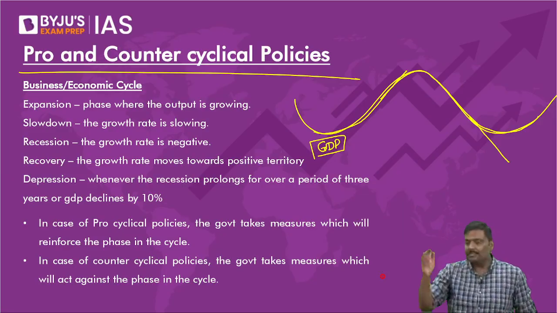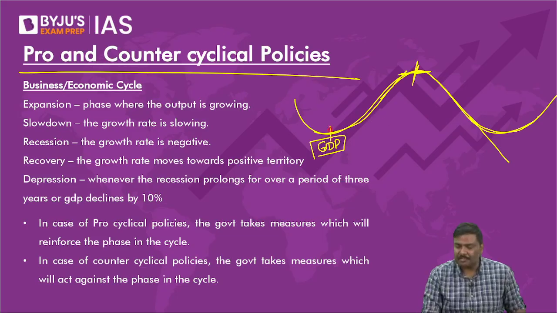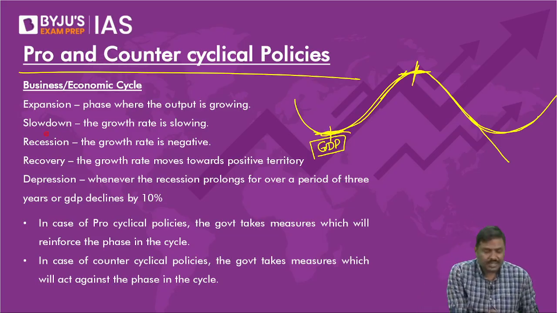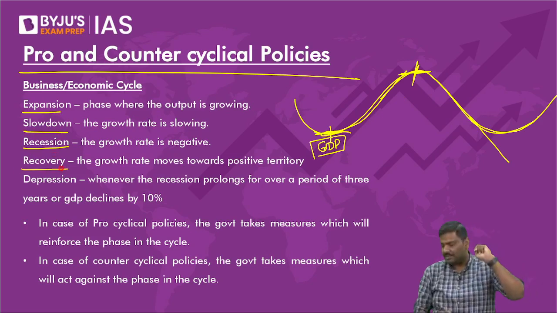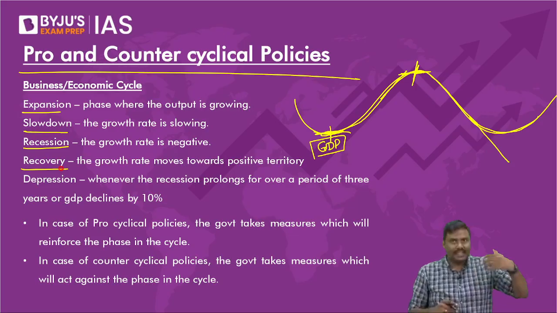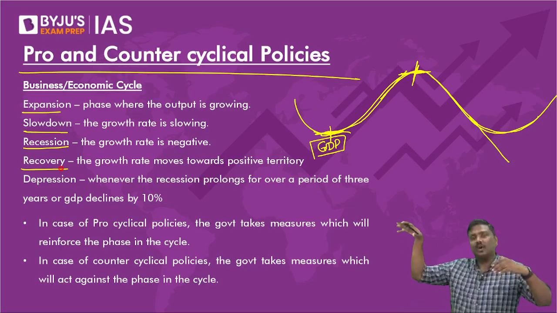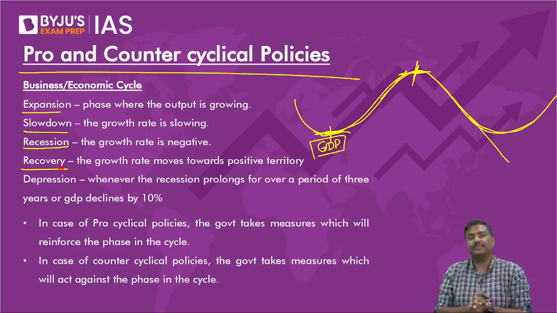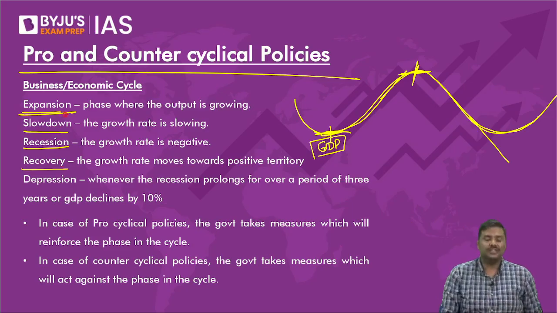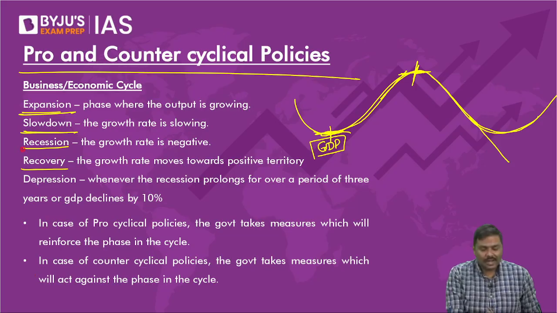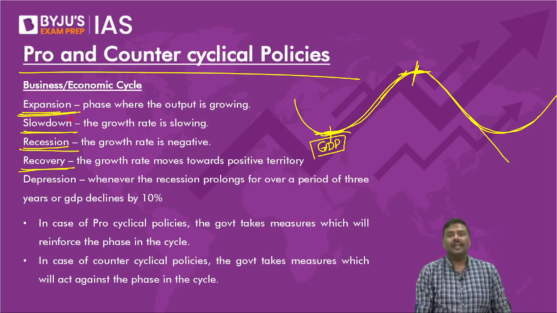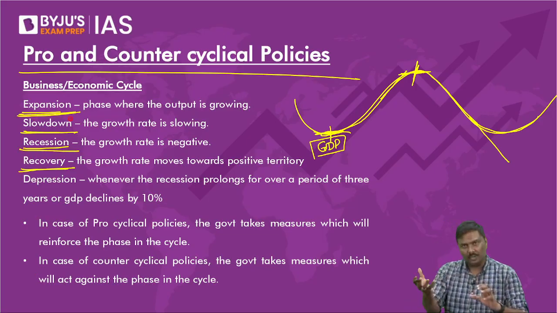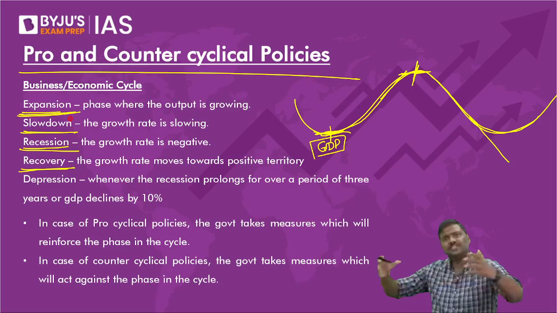And these positions, you can see there are various positions here. These positions or these phases are generally divided into 4 types. Okay? Right? These various levels in the economy are divided into 4 types. These are expansion, slowdown, recession, and recovery. What do you mean by expansion? It is a stage in the economy where GDP is actually expanding.